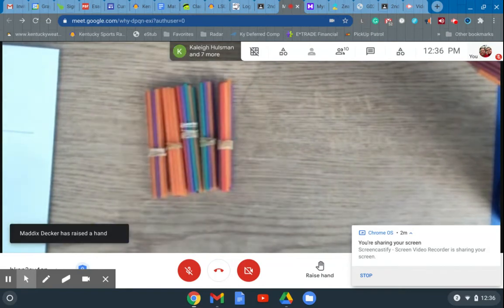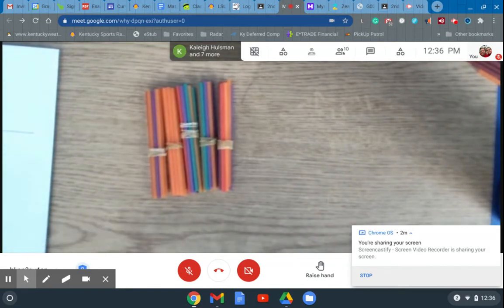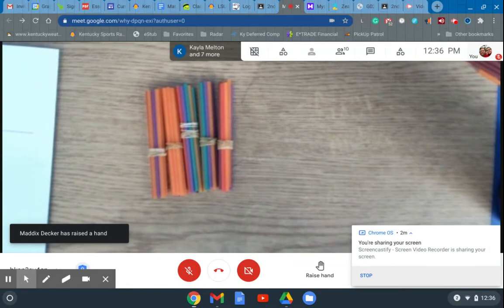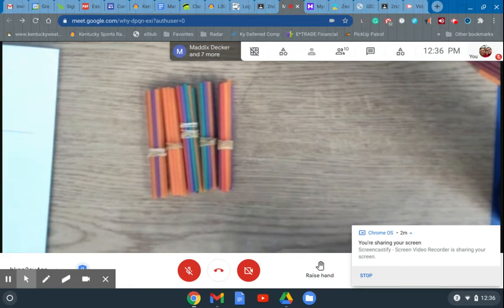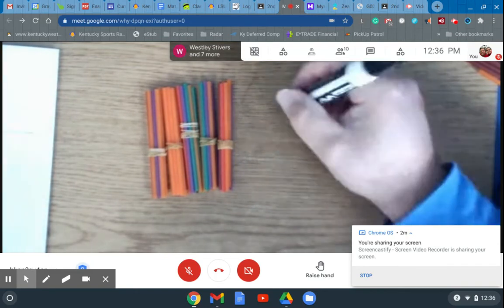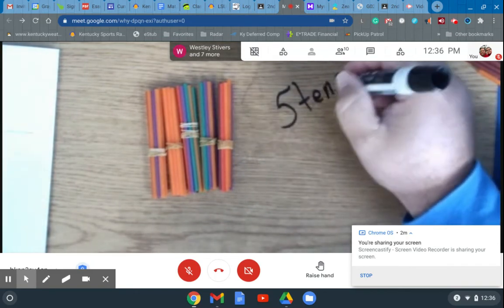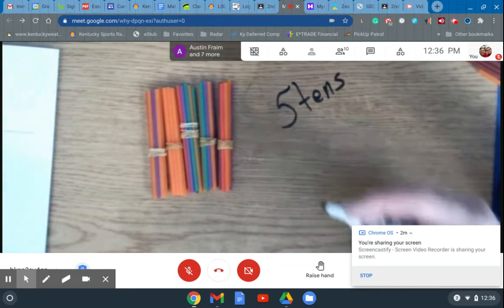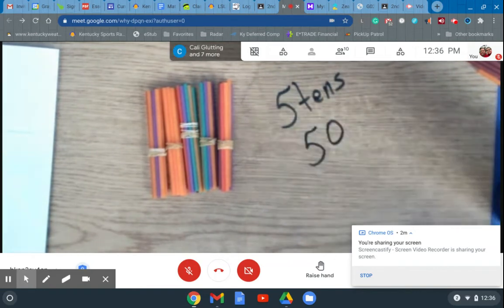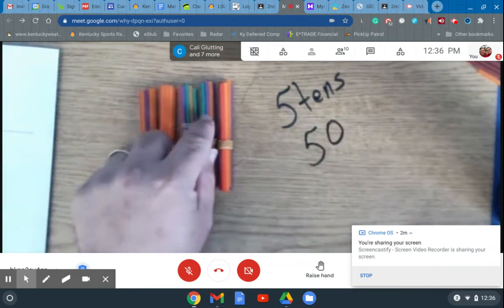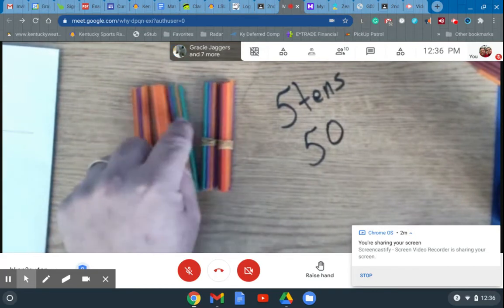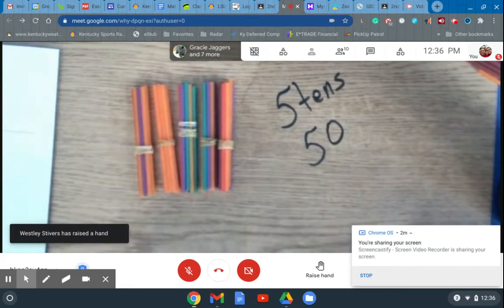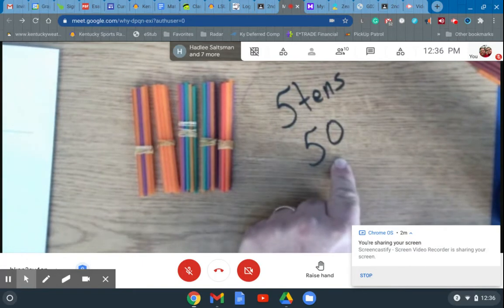So, Maddox, how many do I have now? 5 groups. I have 5 groups of what? 5 tens. Okay, so I have 5 tens, which is how much? 50, he said. All right. So it looks like 5 groups of 10. There's 1, 2, 3, 4, 5. And it's 50 when I ask for the total.